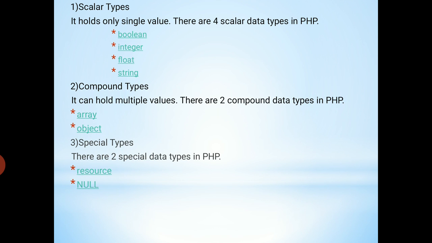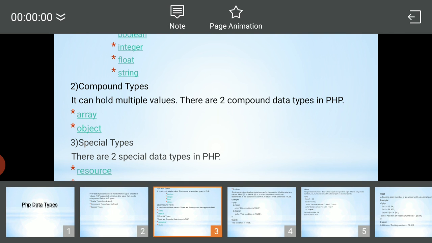Scalar data types can be categorized in four ways: boolean, integer, float and string. Compound data types hold two categories: array and object. Third one is special type. It is categorized in two ways: resource and null.